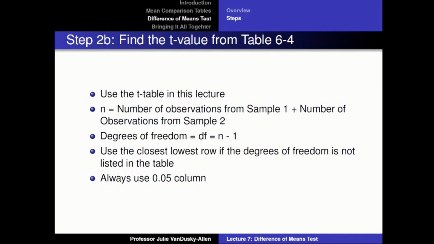Next, we have to find out what t-value from table 6.4 that we need. Note that you should only be using table 6.4 in this lecture for this step. Recall that the row you use in table 6.4 is based on your degrees of freedom, which is the number of observations minus 1. In a difference of means test, the number of observations equals the number of observations from sample 1 plus the number of observations from sample 2. If you cannot find a row for your degrees of freedom, use the closest lowest value. In addition, to find the t-value from this table, you should always use the 0.05 column for a difference of means test in this course.